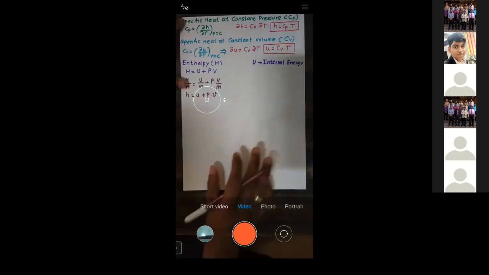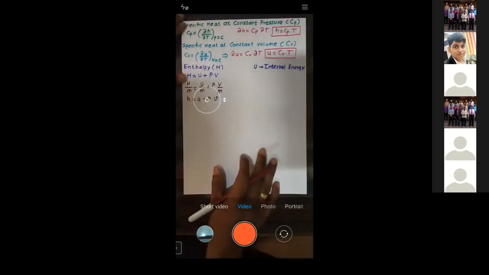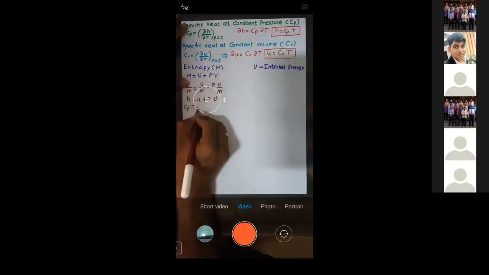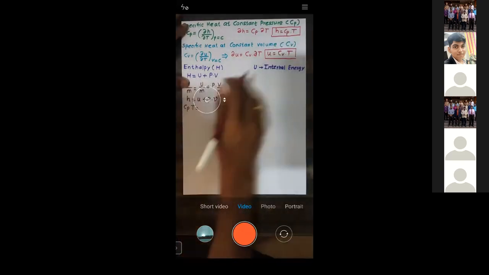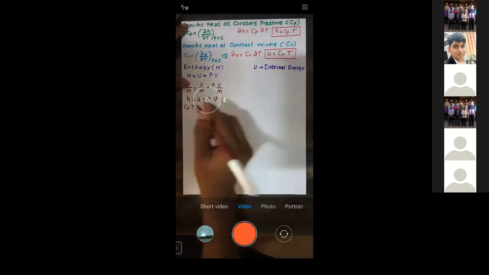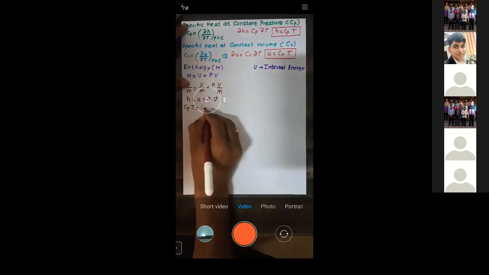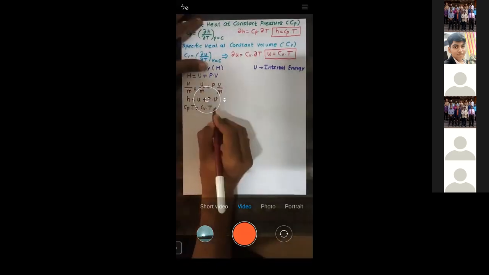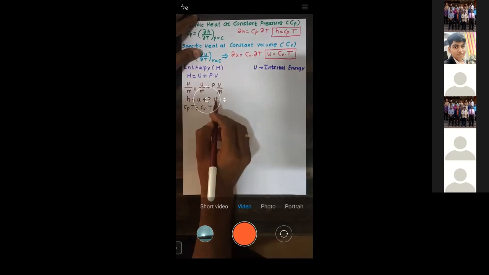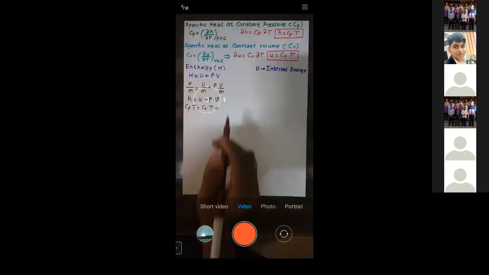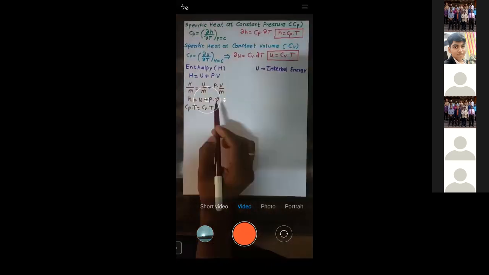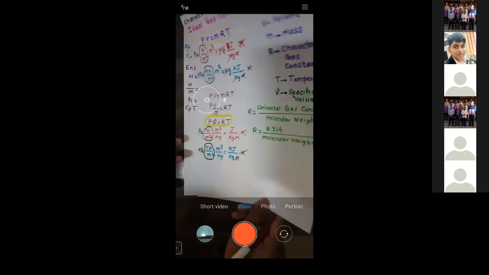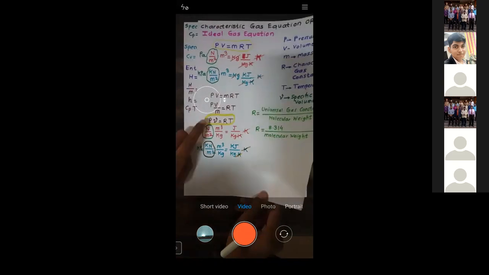Okay. Now, what is the formula for H? Just now we saw Cp into T, right? H is Cp into T, and U is Cv into T. Plus, what is the formula for PV? P into small v is equal to RT, right? It is equal to R.